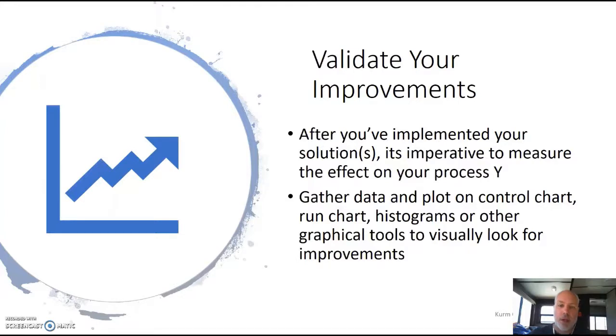Because you want to be able to compare your process performance after you've implemented a bunch of solutions with your baseline that you gathered way back in the measure phase. Okay, so to do that, you might be gathering data. You might have to plot it on a control chart.